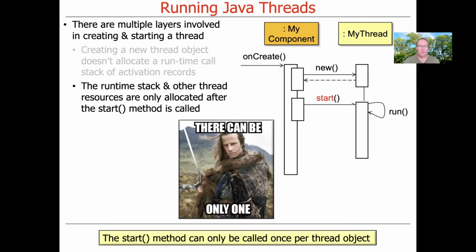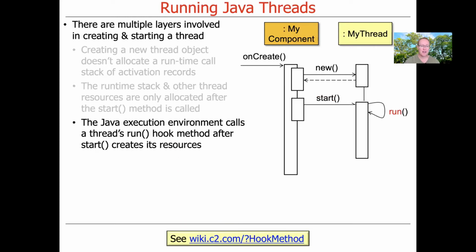The start method can only be called once per thread object. So you can call it once. You've got to call it if you want the thread to run at all. But once you call it, you can't call it again without getting some kind of illegal state exception.